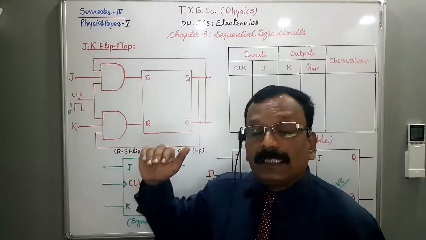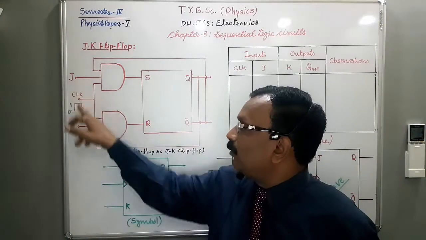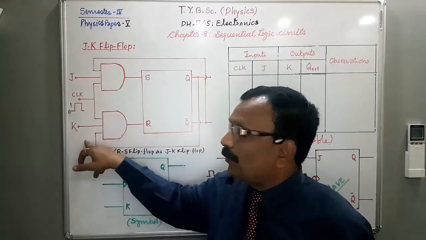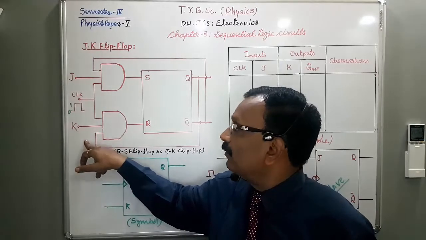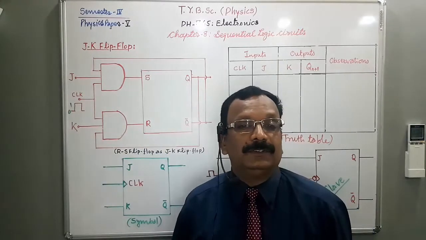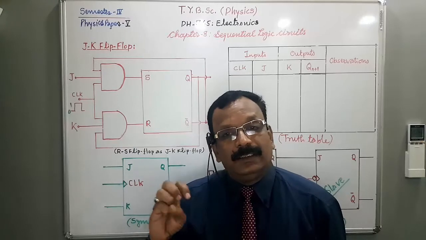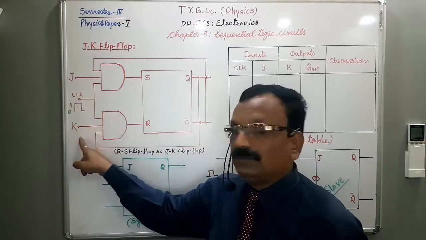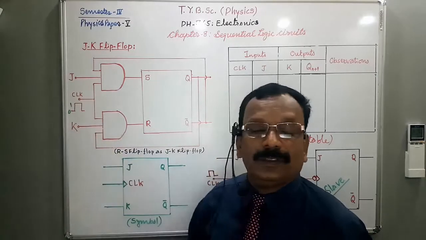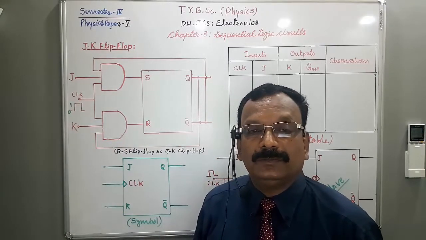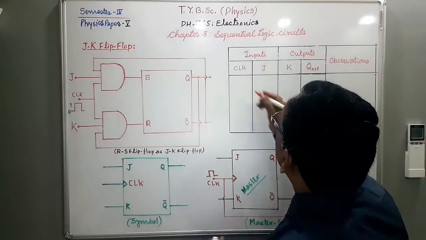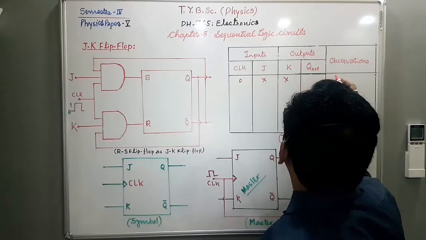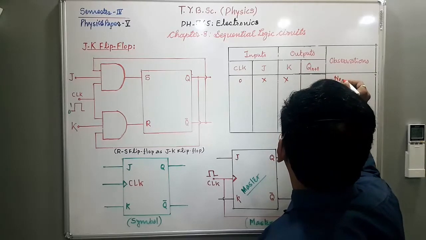So there are different conditions: either both are 0, or any one of them is 0, or both are high. So we are going to see these 4 states. First, both are 0, that is J equal to 0 and K equal to 0. When the input is logically low, there is no input and there is no change.